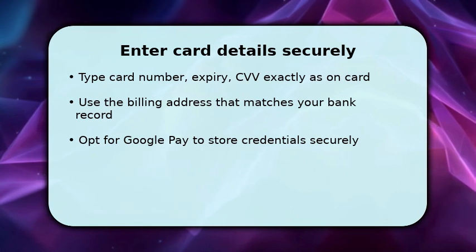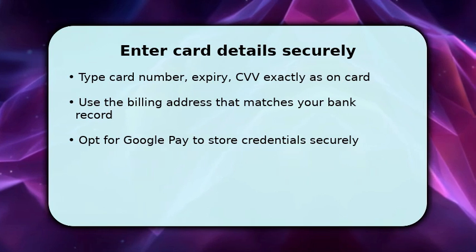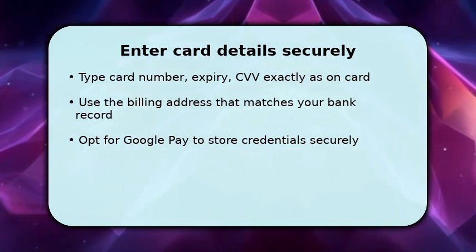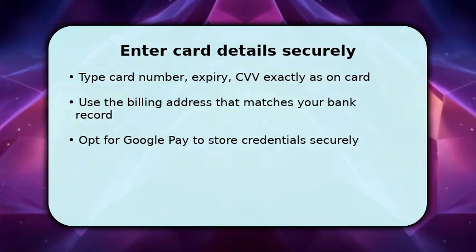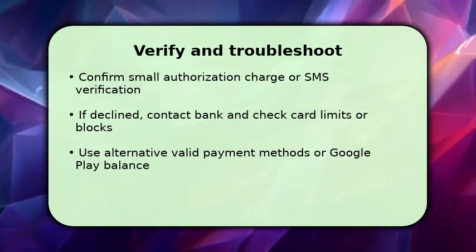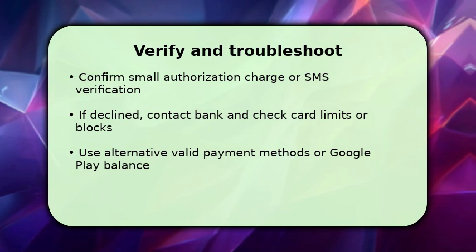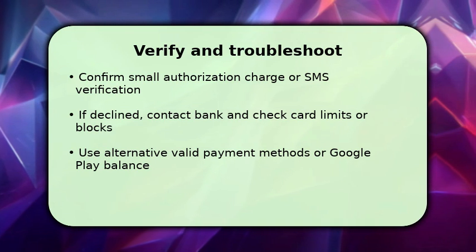Once entered, choose to save the card to Google Pay for faster future checkouts and added encryption. If offered, enable two-factor authentication on your Google account to protect payment details and reduce fraud flags. Finally, verify the card by approving a small authorization charge or completing the SMS verification your bank may send. Once the method verifies, make a low-cost purchase to confirm it works in Play Store.